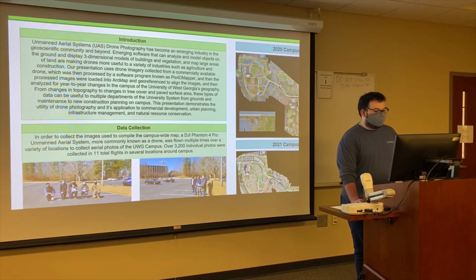Our presentation uses drone imagery collected from a commercially available drone, which was then processed by a software program known as Pix4D Mapper. And then the processed images were loaded into ArcMap and georeferenced to align the images, and then analyzed for year-to-year changes in the campus of the University of West Georgia's geography.